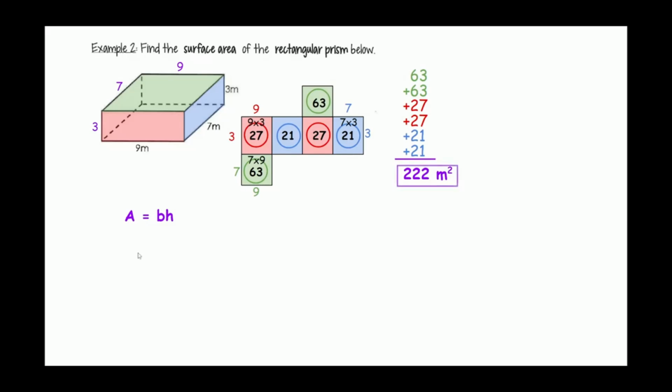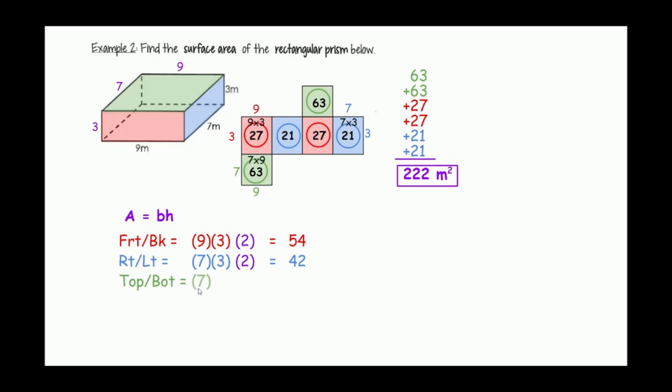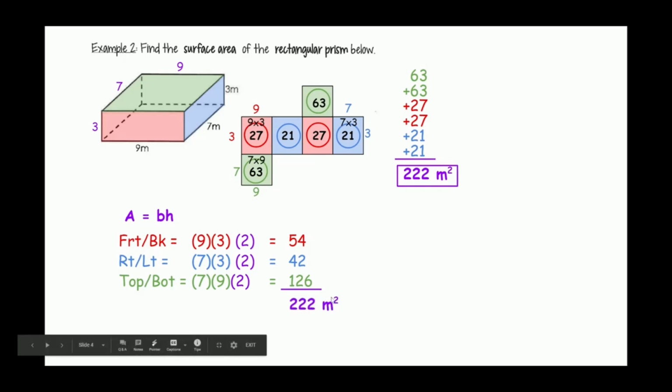Again, if you want to do the non-net method, front and back is 9 times 3, and you're going to multiply by 2 because you have a front and a back. That equals 54. Left and right, 7 times 3 times 2. Top and bottom, 7 times 9, and we have 2 of them, so 126. Add all of these up, and you're going to get 222 meters squared. So that's how you find the surface area of a rectangular prism.